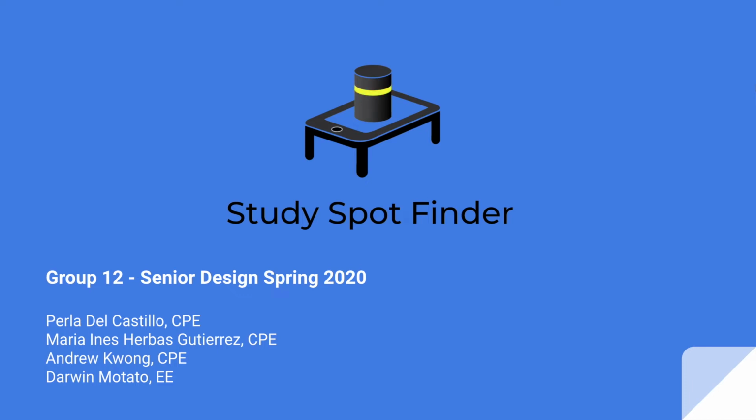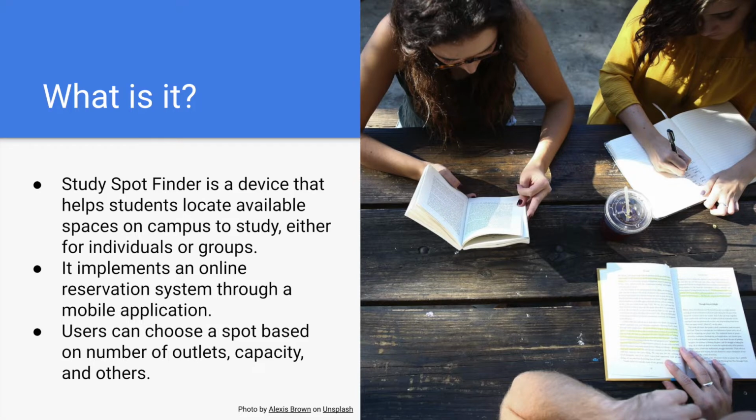This is the Study Spot Finder. We are Group 12. My name is Maria Inez. I'm Perla del Castillo. I'm Andrew Kwong. I'm Darwin Mutaro. Study Spot Finder is a device that helps students find available study spots on campus using an online reservation system through a mobile application.